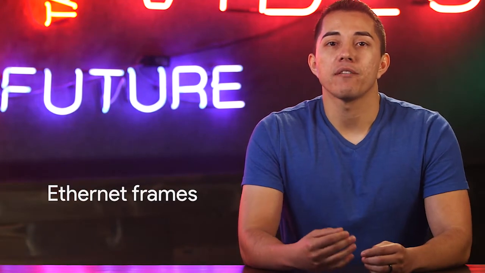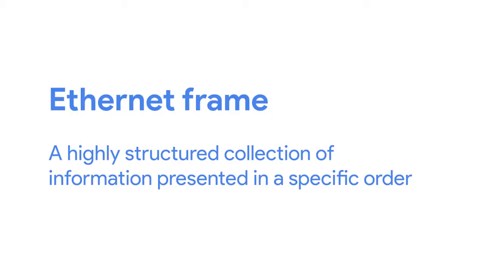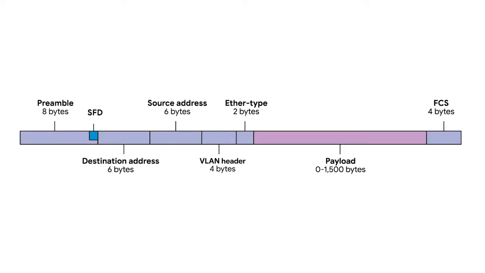Data packets at the Ethernet level are known as Ethernet frames. An Ethernet frame is a highly structured collection of information presented in a specific order. This way, network interfaces at the physical layer can convert a stream of bits traveling across a link into meaningful data, or vice versa. Almost all sections of an Ethernet frame are mandatory, and most of them have a fixed size. The first part of an Ethernet frame is known as the preamble.